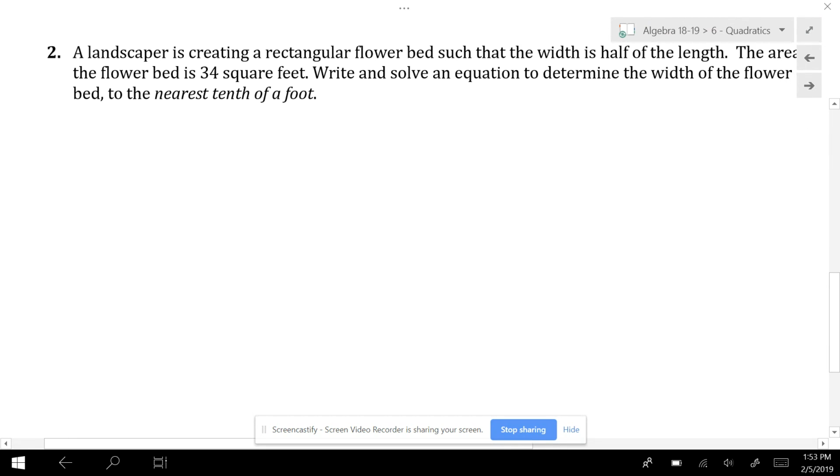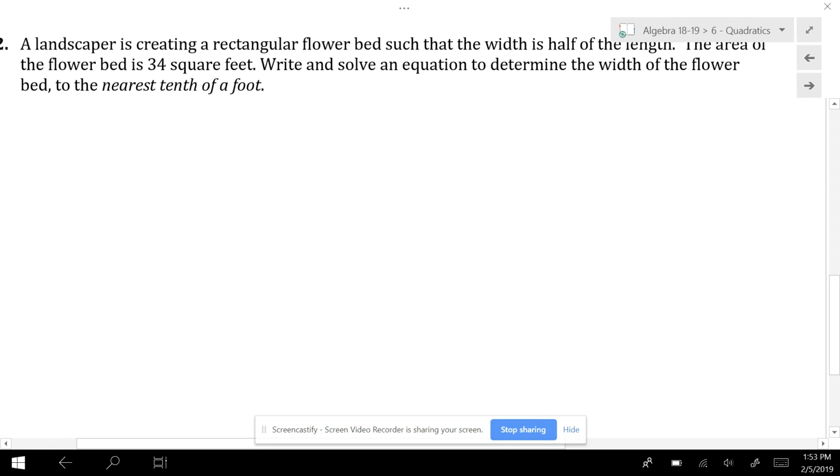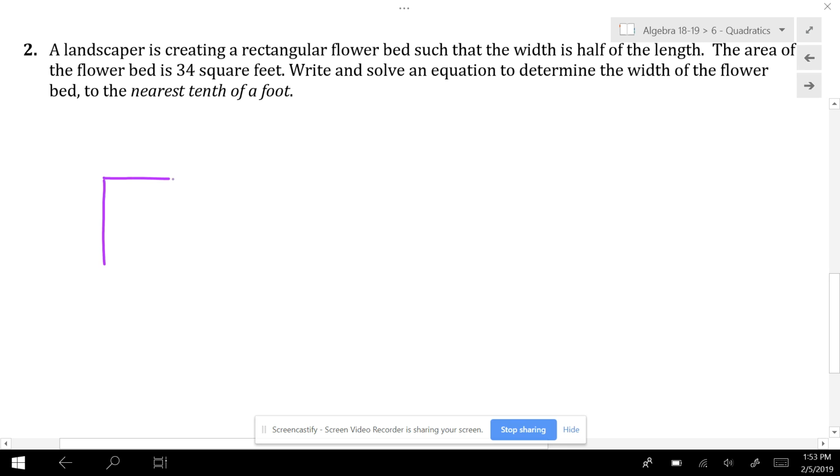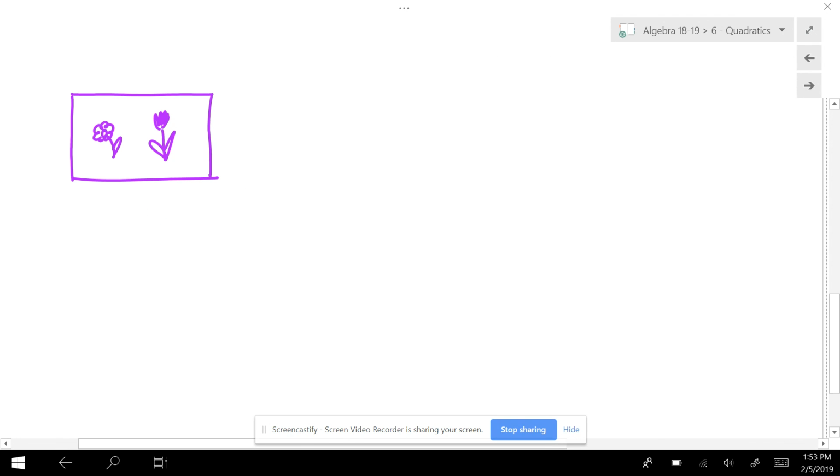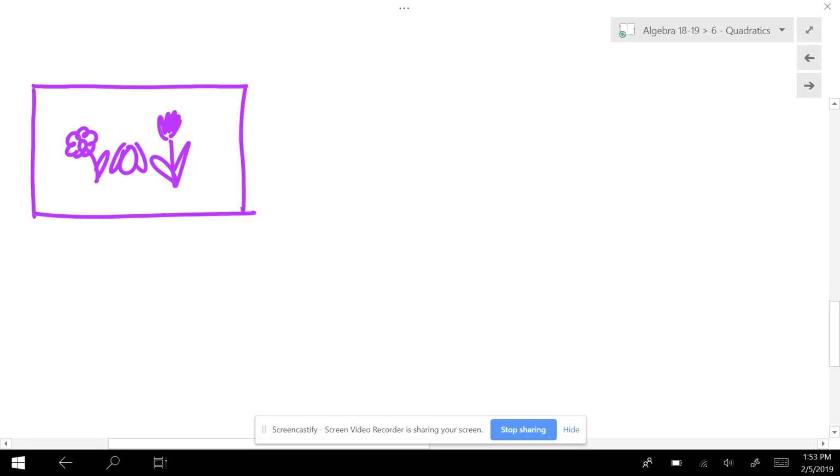Okay. A landscaper is creating a rectangular flower bed for which to grow some chrysanthemums and violets. I put violets in here because I'm using a purple pen. Okay, maybe I'm going to put a rabbit in here. A little rabbit.